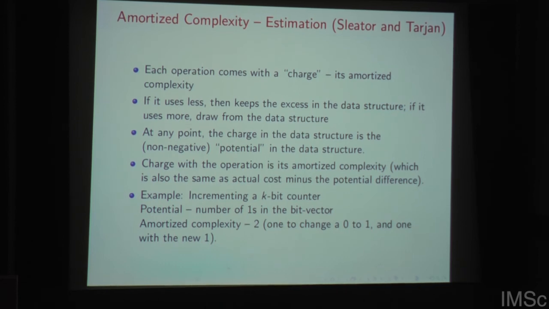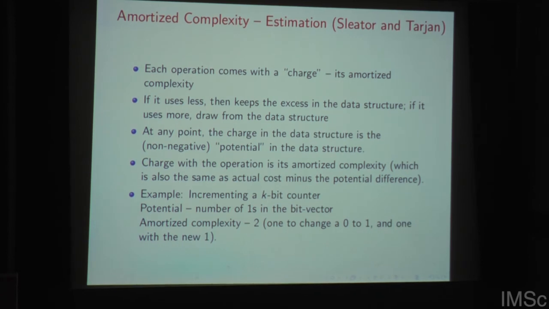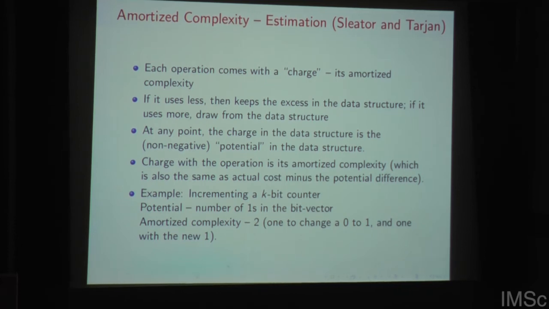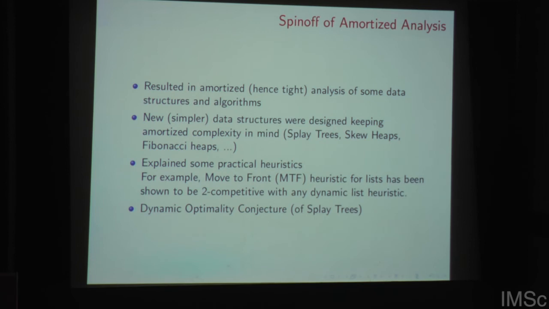Net-net, Sleator and Tarjan came up with this nice way of defining amortized complexity, and discovered simple data structures that had pretty good amortized complexity, even though they had bad worst case complexity. As a spin-off, many data structures were reanalyzed and some tight bounds were obtained. Simpler data structures were designed keeping amortized complexity in mind. It also explained some practical heuristics, which maybe I'll tell you about later. Now I'll explain the last two bullets in a little more detail as we move on.